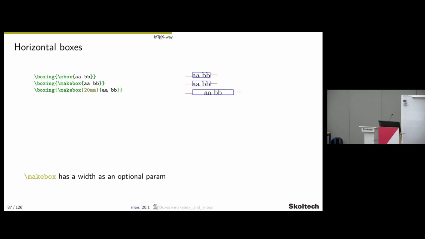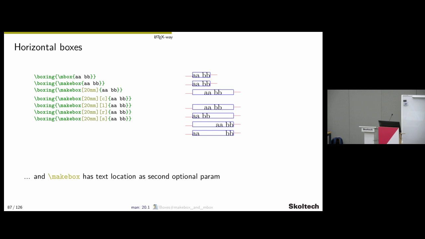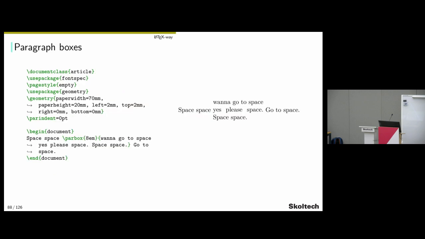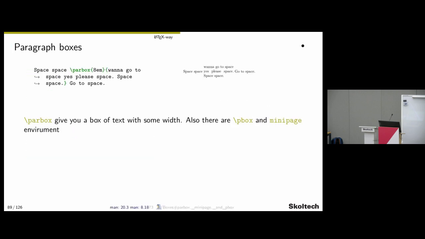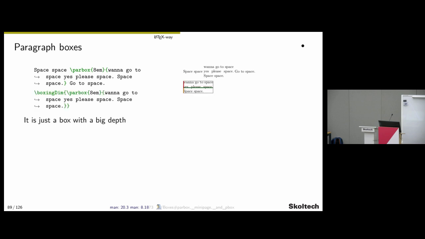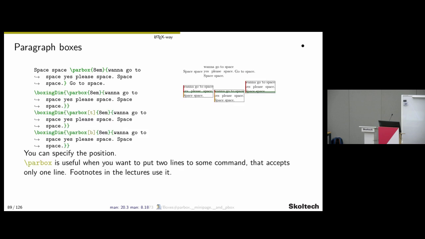We have makebox with some optional parameters, which is the width of this box. You can change this. You can change the centering. You can change the size, and so on and so forth. You have the parbox for adding some space. And you can use something like this. You can center it something like there, to the top, to the bottom, to the middle.